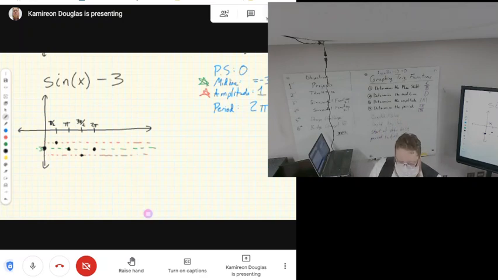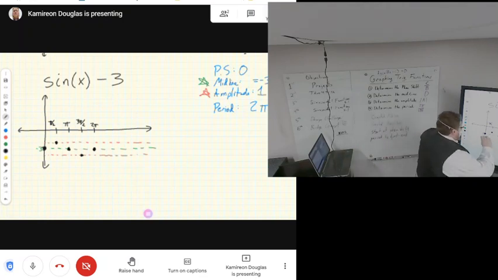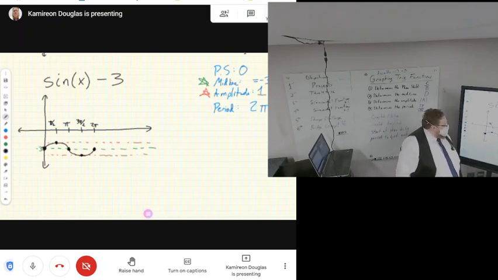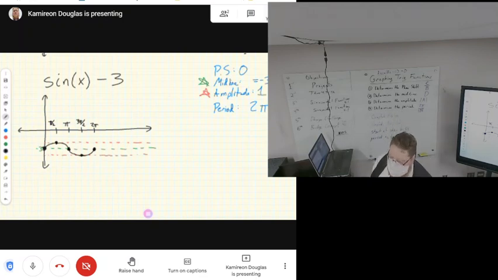Last thing. Connect those dots. Sine starts by coming up to the amplitude, down to the midline, down to the bottom amplitude, and back up to the midline. There is one cycle of sine of x minus 3.